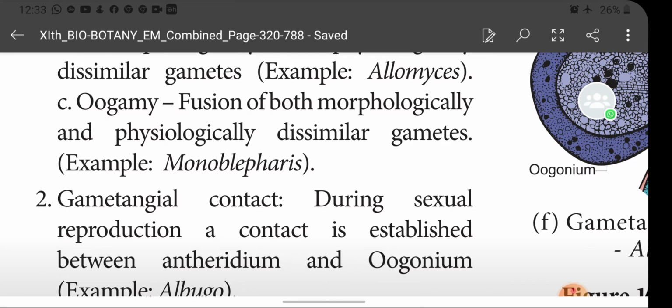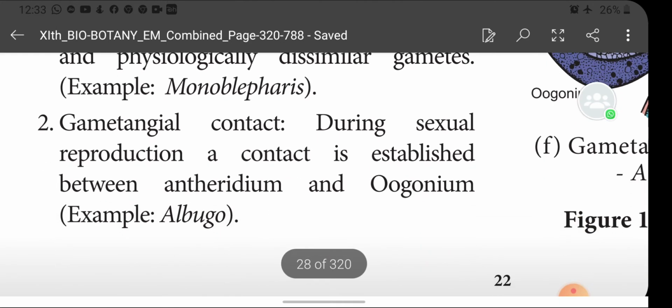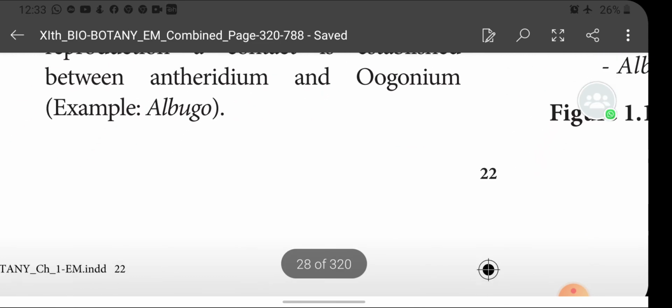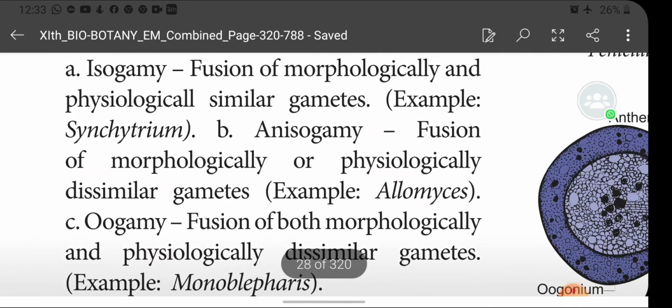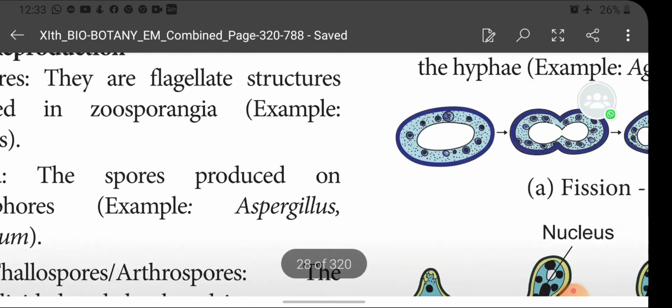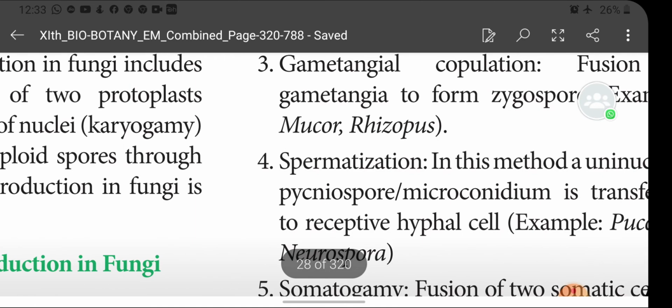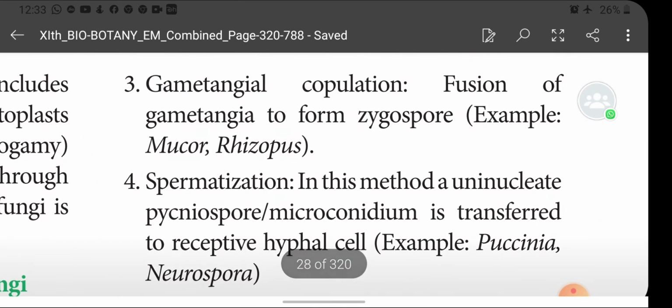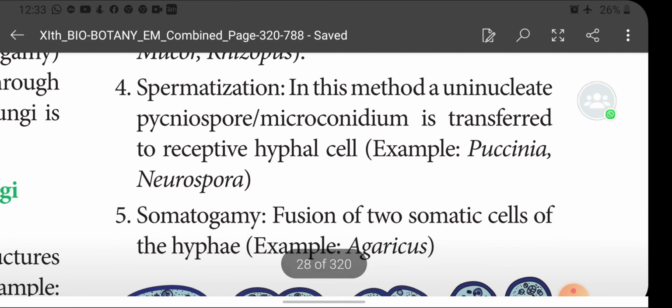Monoblepharis. Then gametangial contact. During sexual reproduction, a contact is established between antheridium and oogonium. This is called gametangial contact. Example: Albugo. And the next one is gametangial copulation. Fusion of gametangia to form zygospore. It is called gametangial copulation. Example: Mucor, Rhizopus. The next one is spermatization.